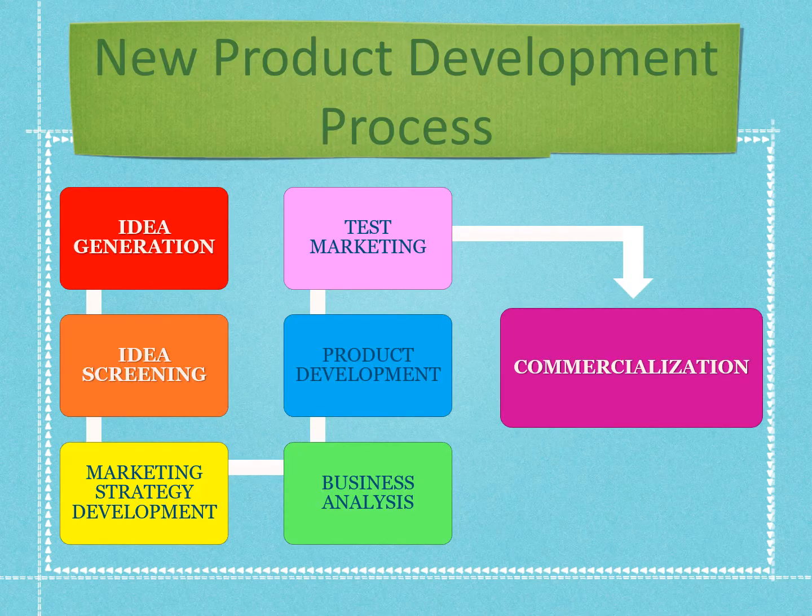Now, this is what your new product development process is. We have 7 stages, or steps, of the new product development process: idea generation, and then idea screening, after that marketing strategy development, business analysis, then you produce the product, which is product development, and then you do test marketing, and lastly you do commercialization. So let's look at each of these particular stages.